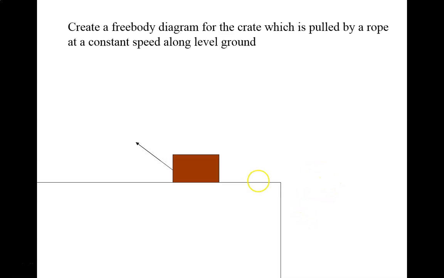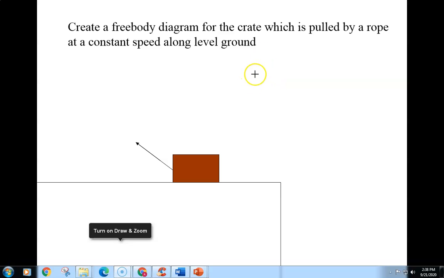This is going to be so hard, but I'll just do my best. Create a free body diagram for the crate, which is being pulled at a constant velocity along level ground. You'll have to bear with my drawing with the mouse, which is, I think, actually better than drawing with the stylus.